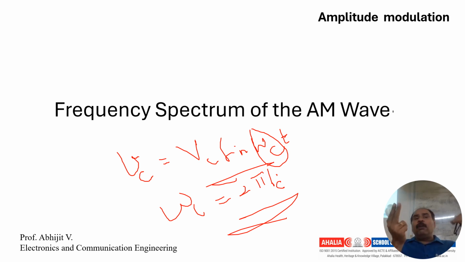What are the two things you have? One is the cover and the other one is the message. For the cover, I told you. What is the next one? For the message signal, omega m is equal to 2 pi fm, right? So you have two frequency components, and we'll see how to find the frequency components in an amplitude modulated signal.